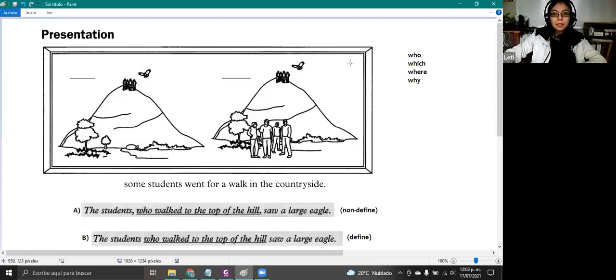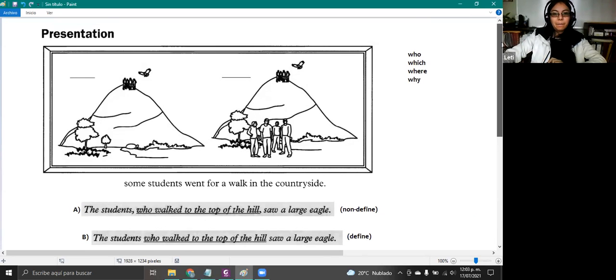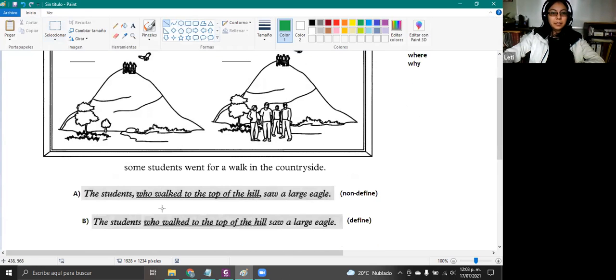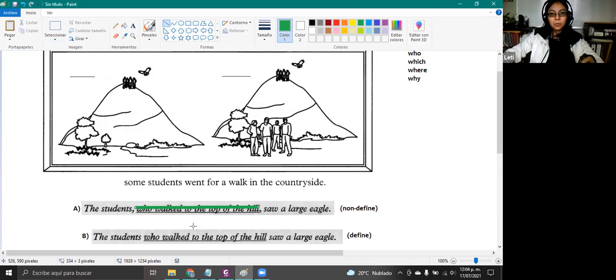I found this example in the book. I think it's very clear with this example. We have A: the students, comma, who walk on the top of the hill, saw a large eagle. And this is not defining. And B: the students who walk to the top of the hill saw a large eagle. This is defining. As Teacher Nancy said before, basically we can erase this one and nothing happens, right? It's just extra information. And in this case, we have who, we answer the question who.